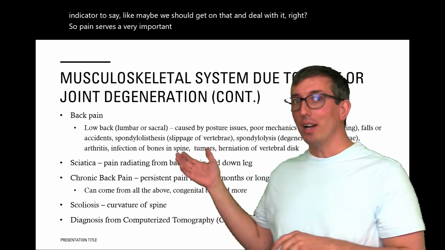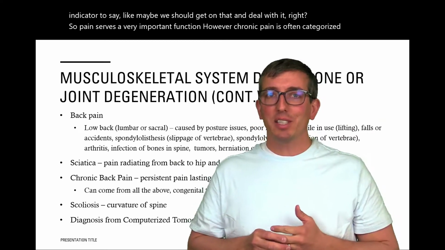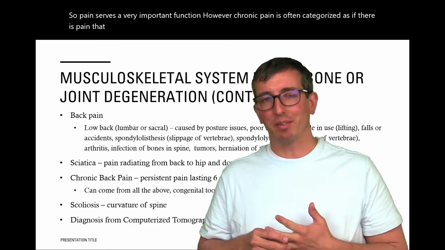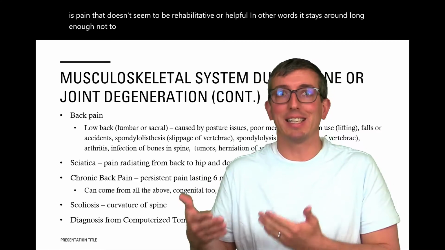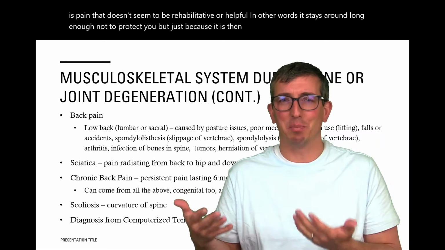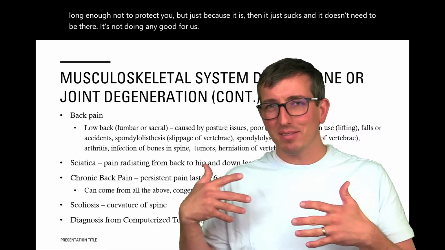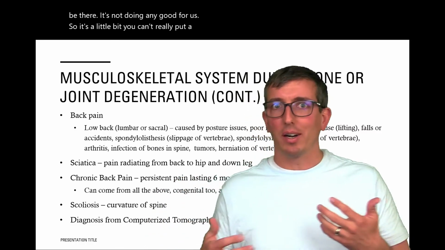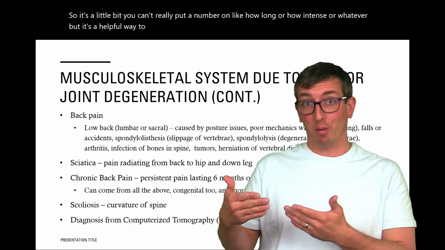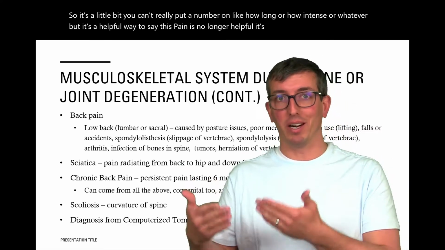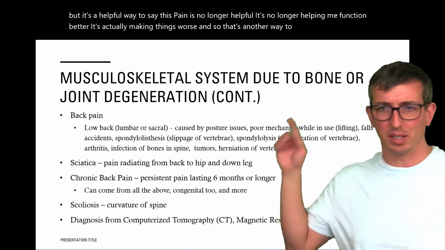However, chronic pain is often categorized as pain that doesn't seem to be rehabilitative or helpful. In other words, it stays around long enough not to protect you, but just because it is. Then it just sucks and it doesn't need to be there. It's not doing any good for us. You can't really put a number on how long or how intense, but it's a helpful way to say, this pain is no longer helpful. It's no longer helping me function better. It's actually making things worse. And so that's another way to categorize this chronic pain stuff.